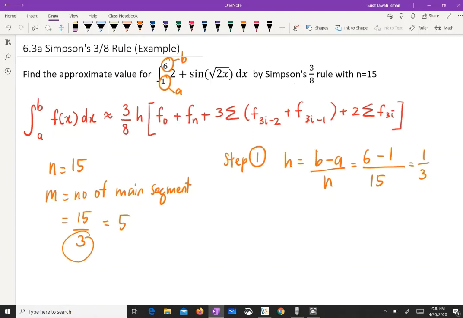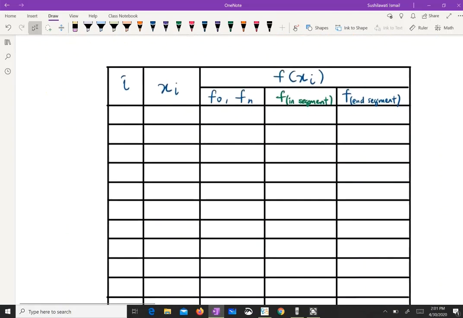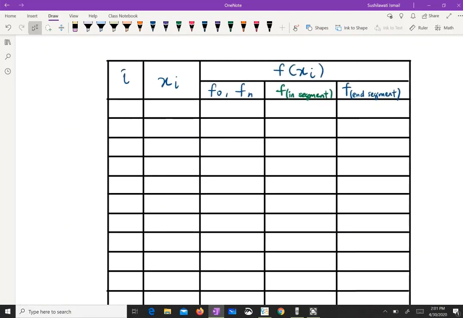The next information in the question is our f(x) function. So this is our f(x) function. Write down here, our f(x) function equals 2 plus sine square root 2x. The next step is to prepare a table just like this. The table is similar to the 1/3 rule calculation.